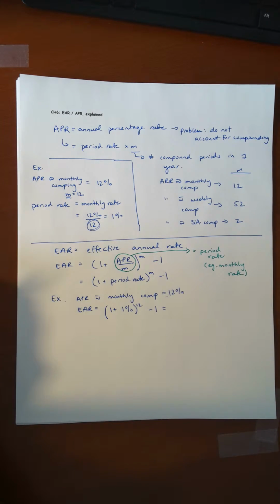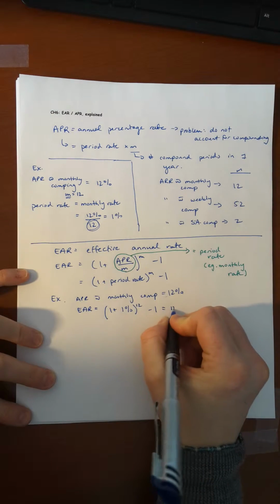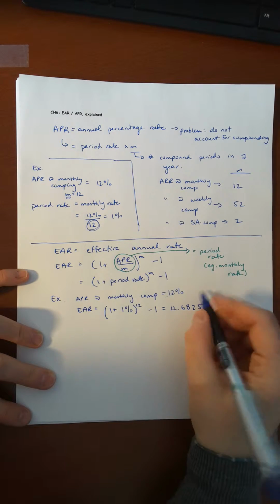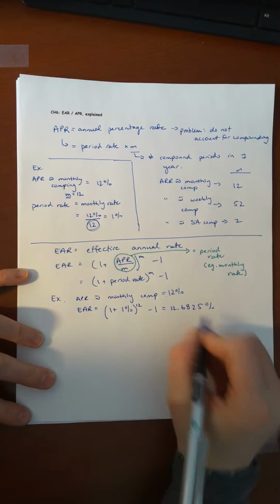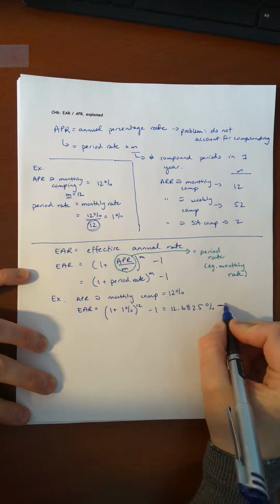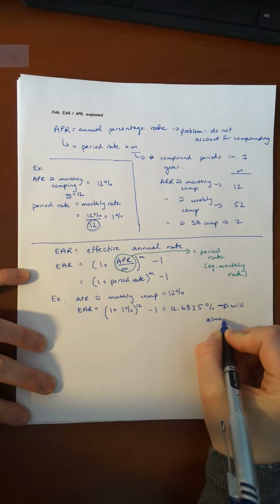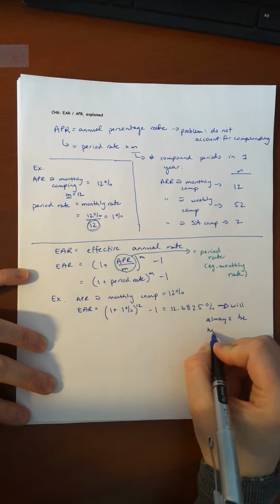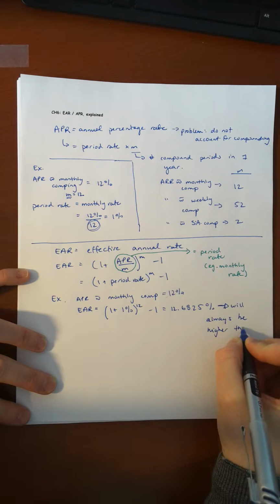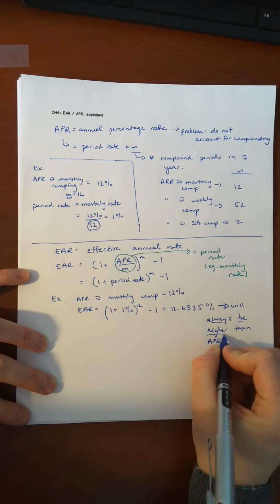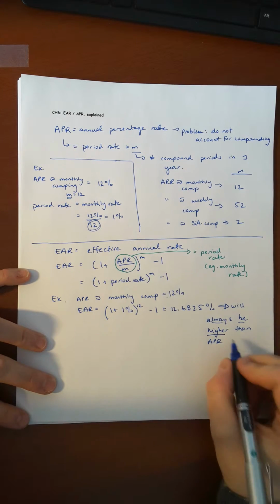So let me just run that quickly into my calculator. So 1.01 to the power 12 minus 1, 12.6825%. So we can note that this rate here will always be higher than the APR. It will always be higher because it accounts for compounding.